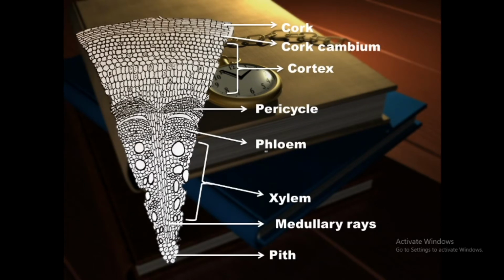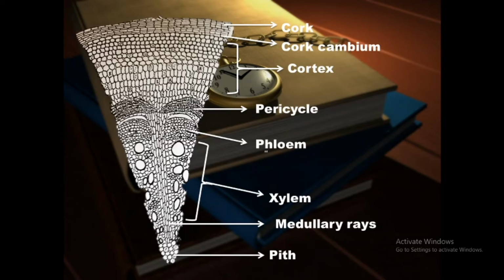Just see the transverse section of Tinospora stem. So the transverse section shows the presence of the topmost layer, that is the outermost layer, which is cork. This cork contains 5 to 6 layers of thick wall elongated cells. Here you can see the 5 to 6 layers of thick wall elongated cells containing brownish pigment. The brownish pigment is there in cork cells.